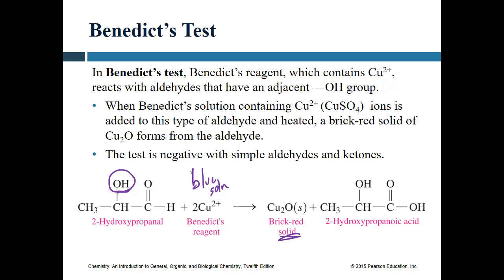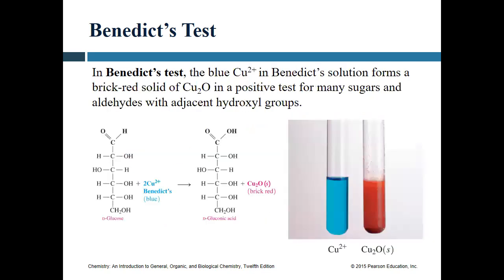So the nice thing about these tests, they're very visual, and it's really pretty hard to get an ambiguous result. You know, we know the difference between a blue solution and a red solid. We know the difference between a colorless solution and a mirror, which is basically what the Tollens test did. So the nice thing about these tests, very visual, very easy to see whether we have a positive result or not. Simple aldehydes and ketones aren't going to have those because they're not going to have that adjacent OH group to help react with the copper and form that solid. So visually, that's the difference between them.